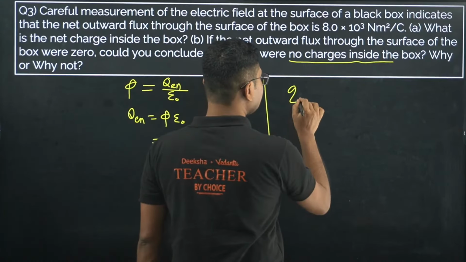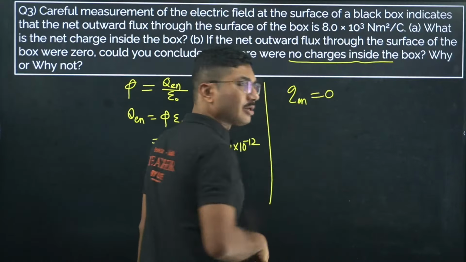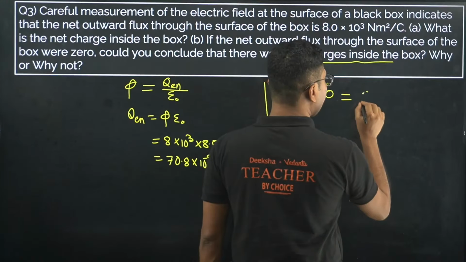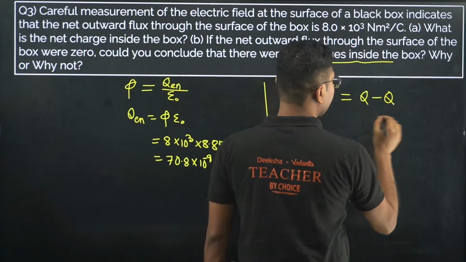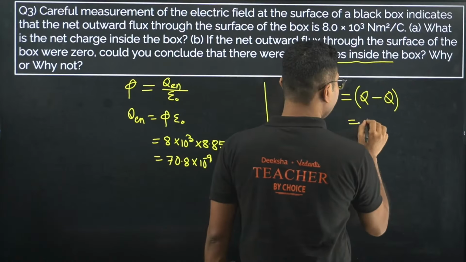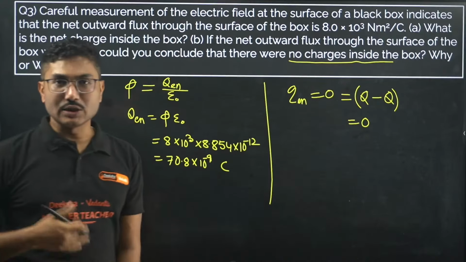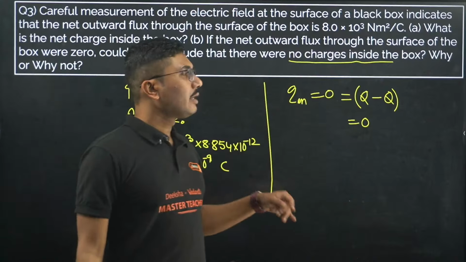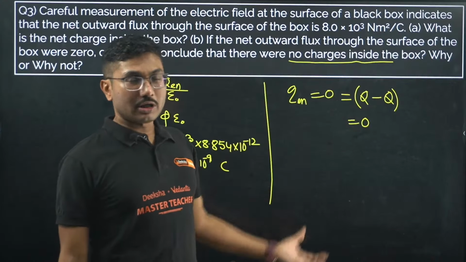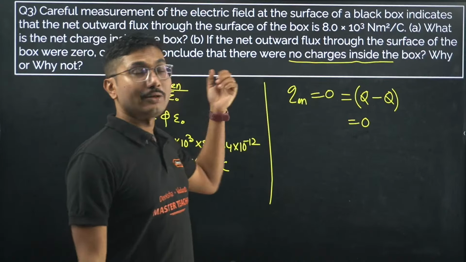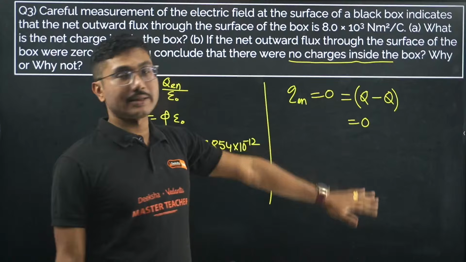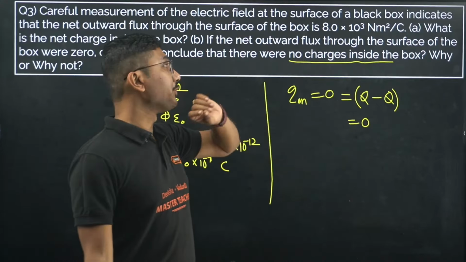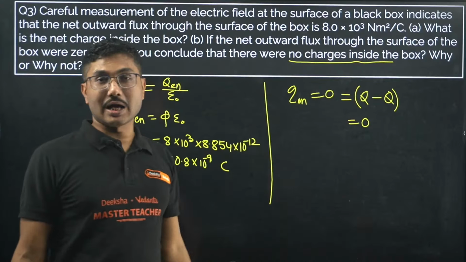So total charge enclosed is 0, but that does not mean that there are no charges, because we can have a positive charge and a negative charge. Even if there are charges, if the charges are equal and opposite, the net charge would still be 0. The flux will be 0, but we cannot conclude that no charge is inside the box. Net charge is 0, we can conclude, but we cannot conclude that no charges are there inside the box.